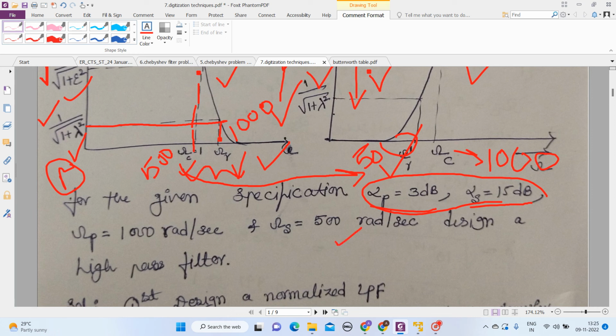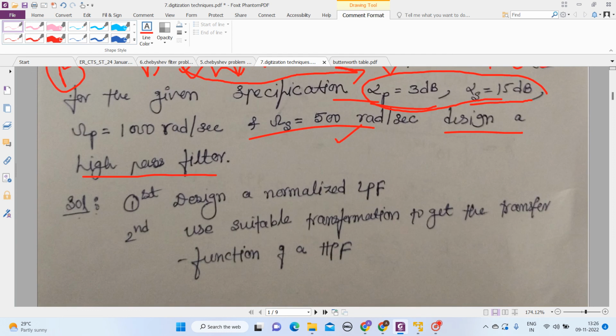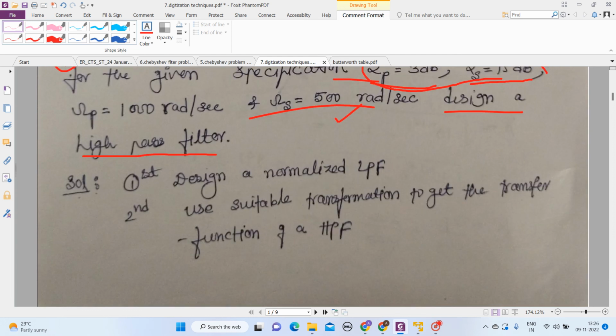Here we are going to design a high pass filter using this low pass filter specification. First step is we have to design a normalized low pass filter. Here they have given only the specifications. Second step is we have to use a suitable transformation in order to get the transfer function of a high pass filter.